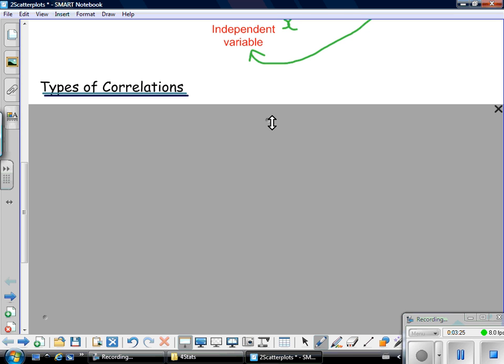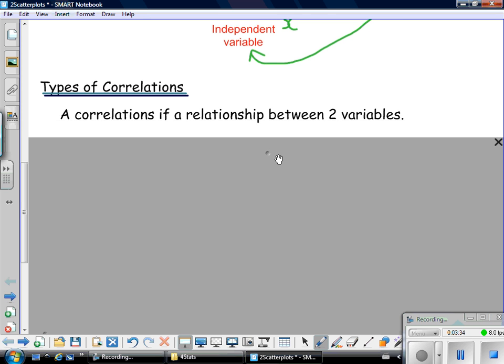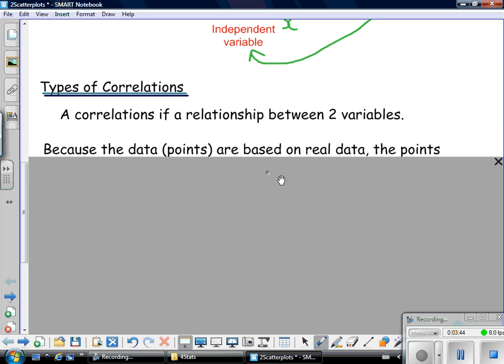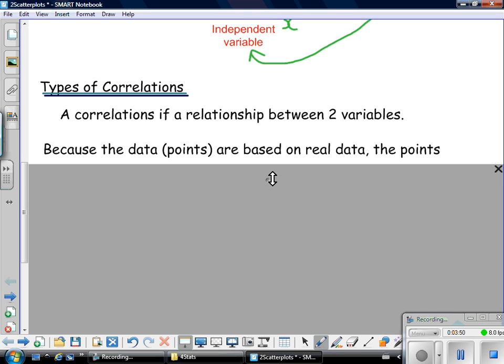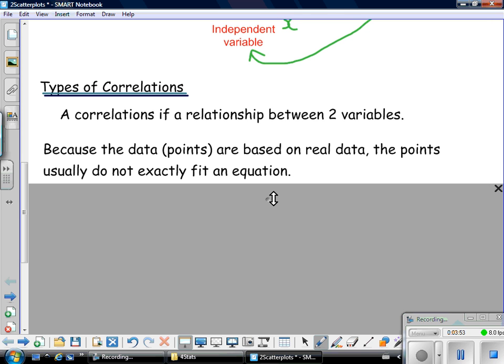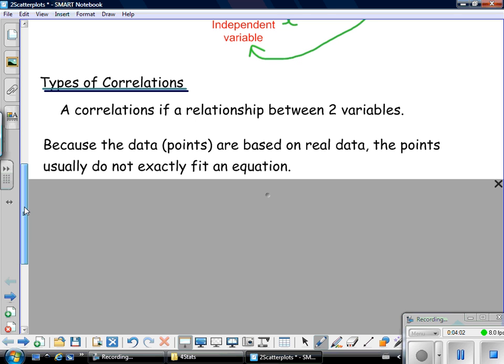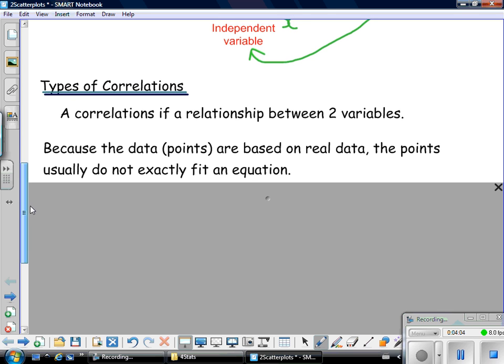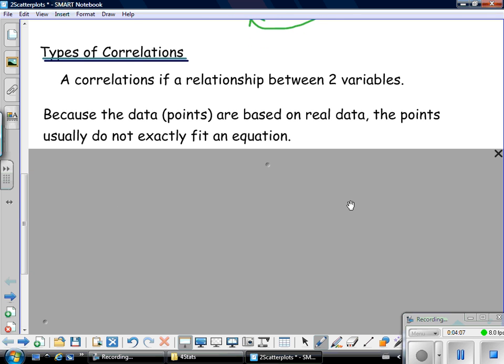Now, the next thing we're going to look at is the types of correlations. There's a few different ways to look at that, and I'll talk about this as we go on. But first of all, a correlation is when a relationship exists between two variables. Because the data, in other words the points, are based on real data, on real things that we've collected, the points usually do not exactly fit an equation. They just don't. All the time you've been working with x and y, that's a perfect equation.